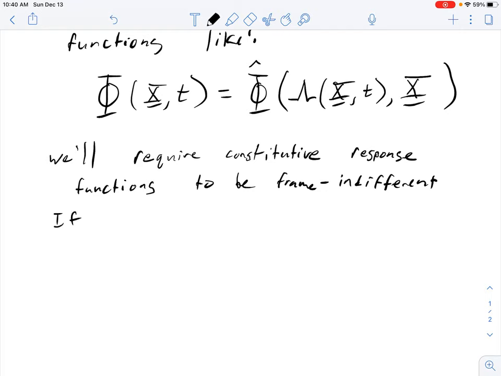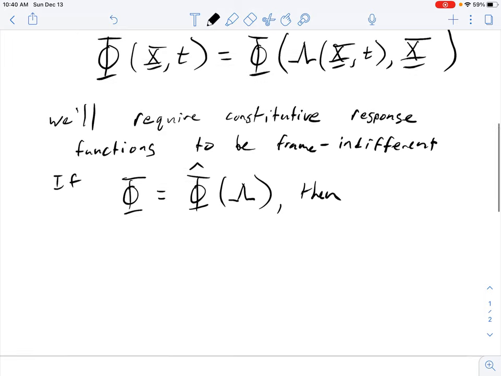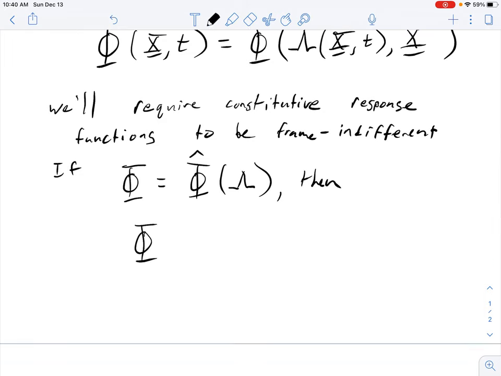So if phi is equal to phi hat, the constitutive response function of lambda in the frame F, then phi star, which would be the quantity in the frame F star, has to equal the same constitutive response function, but now evaluated on lambda star. So in other words, it has to be the same constitutive response function.